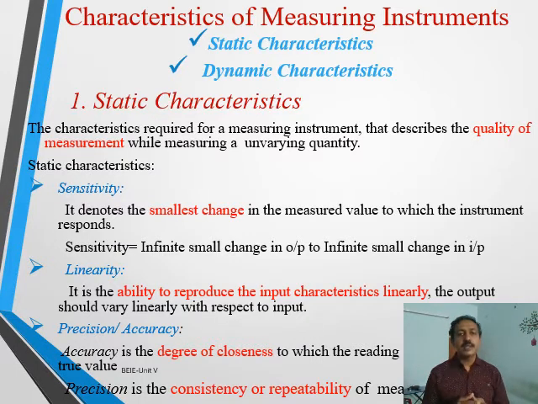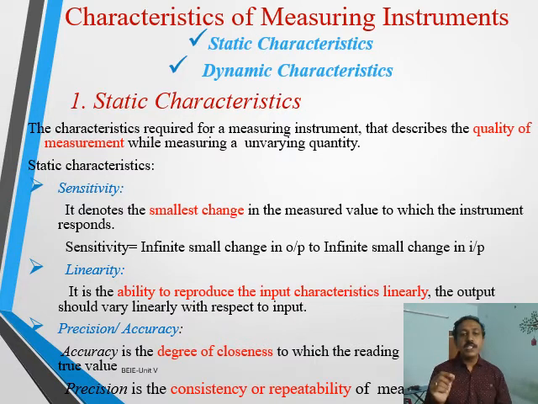Let's see the characteristics one by one. Very first, number one, sensitivity. It denotes the smallest change in the measured value to which the instrument responds. If a measuring instrument is able to respond to even a very small input change, that instrument is said to have a good sensitivity. Sensitivity is expressed as the ratio of infinitesimal small change in the output to the infinitesimal small change in the input.